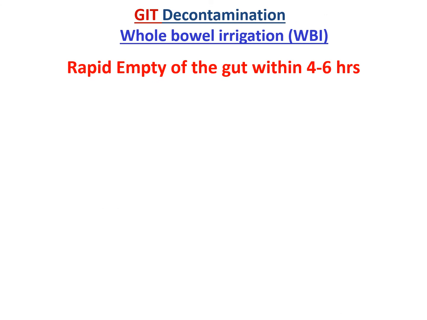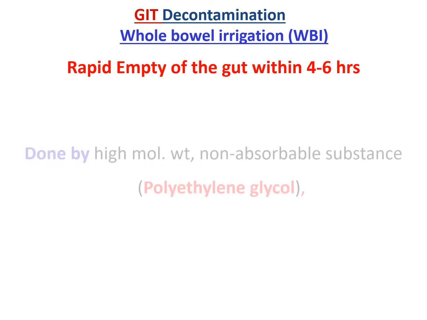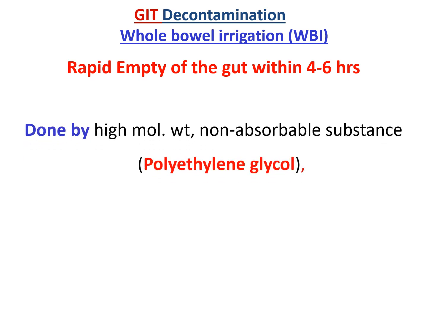Now we will talk about another method of gastrointestinal tract decontamination, which is whole bowel irrigation. Whole bowel irrigation means to rapidly empty the gut within 4 to 6 hours by washing the gut with polyethylene glycol. Here, I don't use tap water or saline as usual, but I use a substance called polyethylene glycol. This substance is characterized by high molecular weight, so it's non-absorbable and electrolytically balanced.